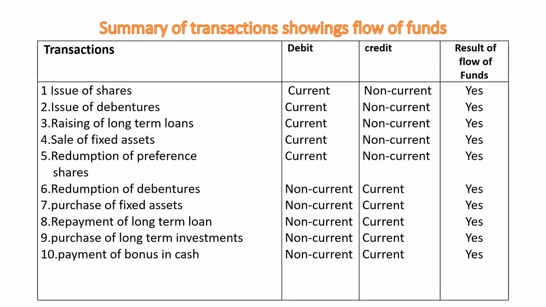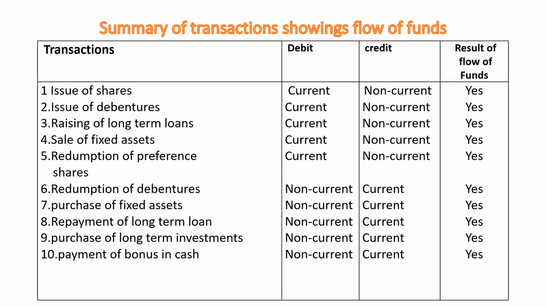Redemption of preference shares. One is a current account and another is a non-current account, and it is considered an outflow of fund. Redemption of debentures, non-current account and current account, outflow of fund. Purchase of fixed assets. One is a non-current account and another is a current account. Here it results in outflow of cash from the business. Repayment of long-term loan, non-current account and current account.